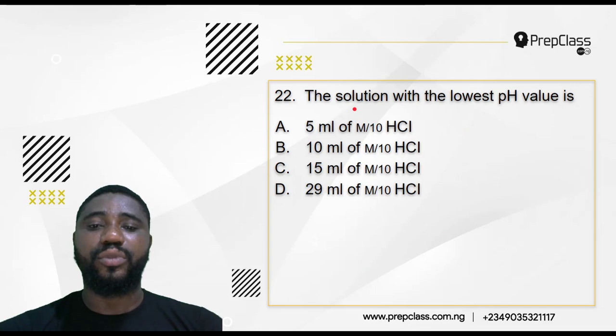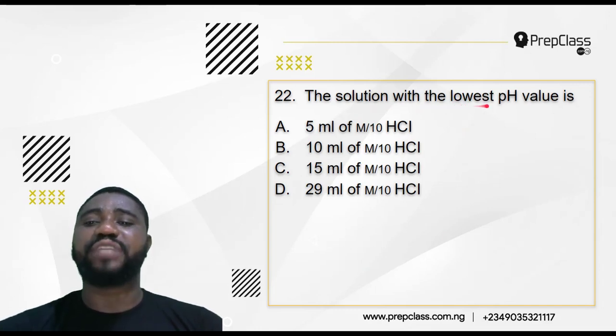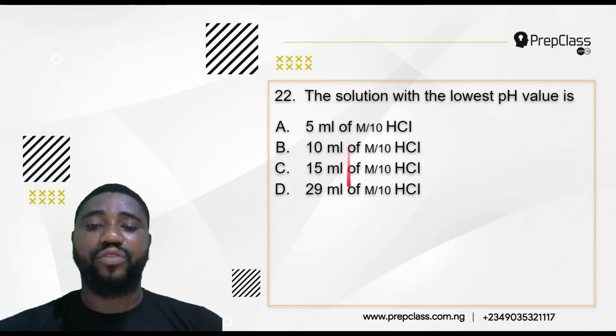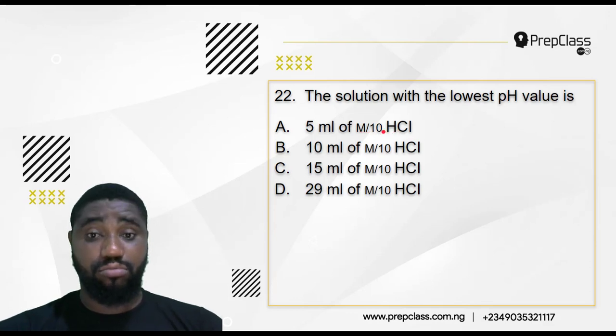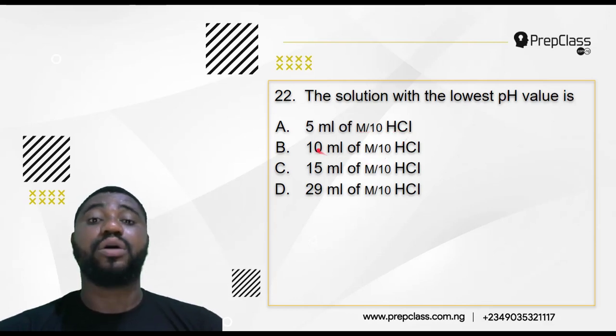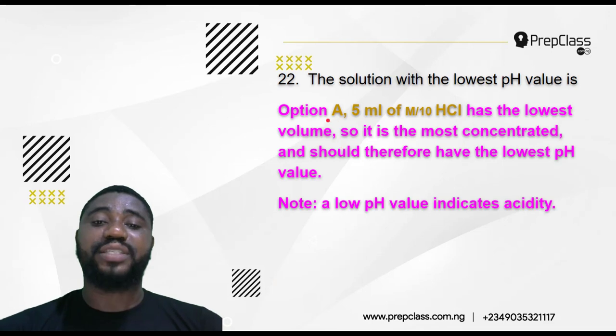22. The solution with the lowest pH value is, okay, out of these solutions, which one has the lowest pH value? Is it 5 ml of maybe 0.1 molar HCl? Is it 10 ml of this HCl? Is it 15 ml of this HCl? Is it 29 ml of this HCl? So I said option A.